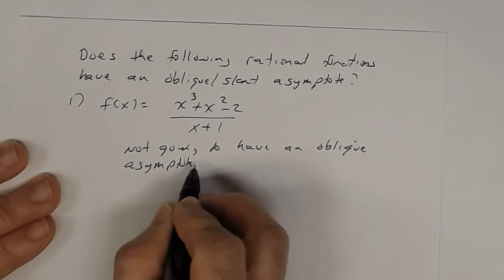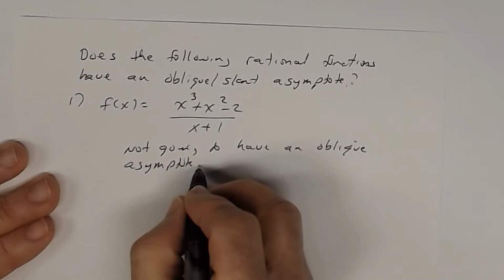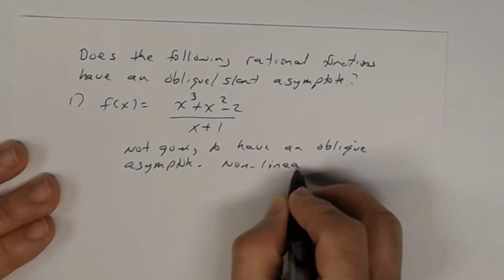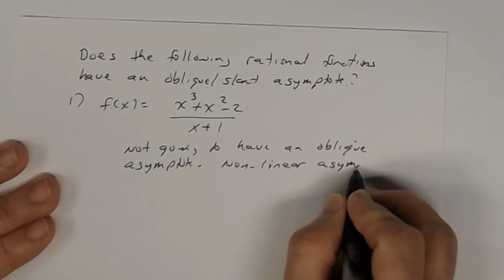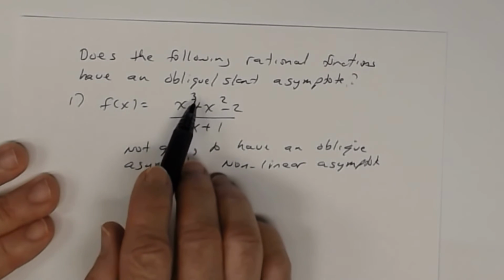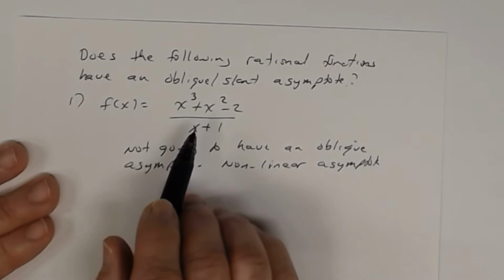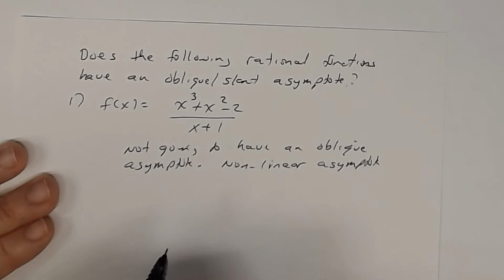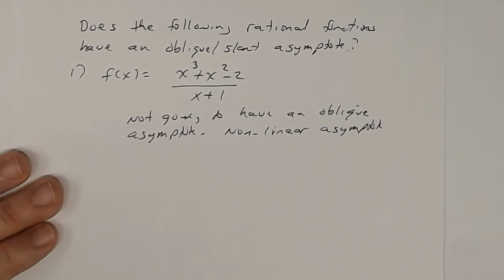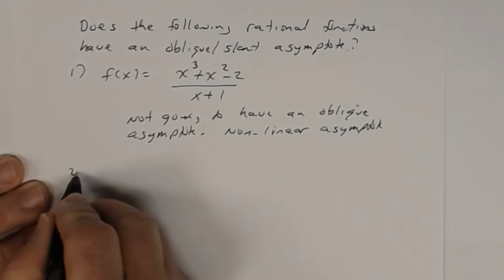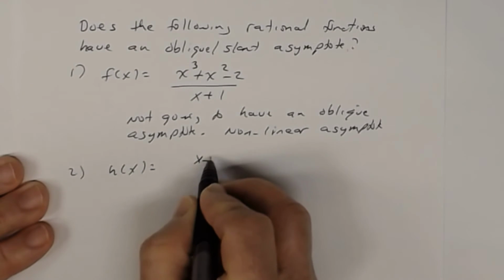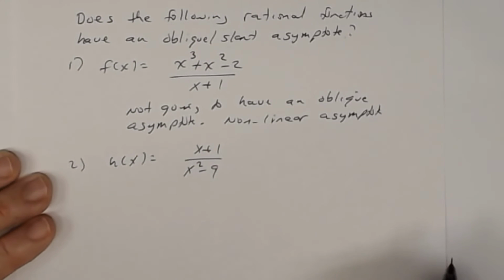What you're going to have instead, if you do long division, is a nonlinear asymptote. Nonlinear asymptote, which means that the asymptote is not going to be a line. In order for it to be a line, the degree of the numerator has to be exactly one more than the degree of the denominator. All right, so you're not going to have an oblique asymptote, you're going to have a nonlinear asymptote. Okay? All right, number two. Number two, let's suppose we have h of x is equal to x plus 1 divided by x squared minus 9.